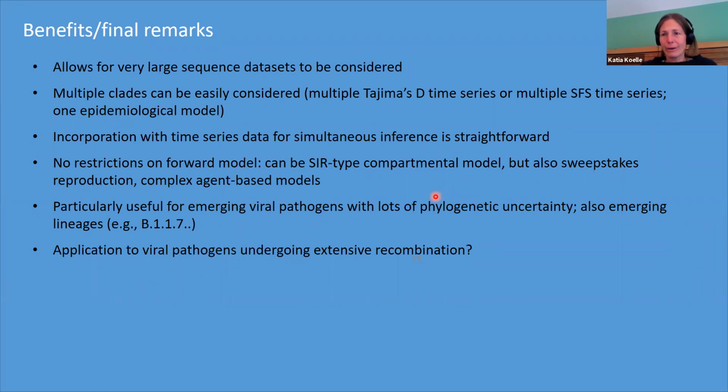And then, when you're thinking about the site frequency spectrum, could some of these approaches also be applicable to phylodynamic inference for viral pathogens that undergo extensive recombination, where you don't actually have to consider, or you don't even want to consider, complete linkage?